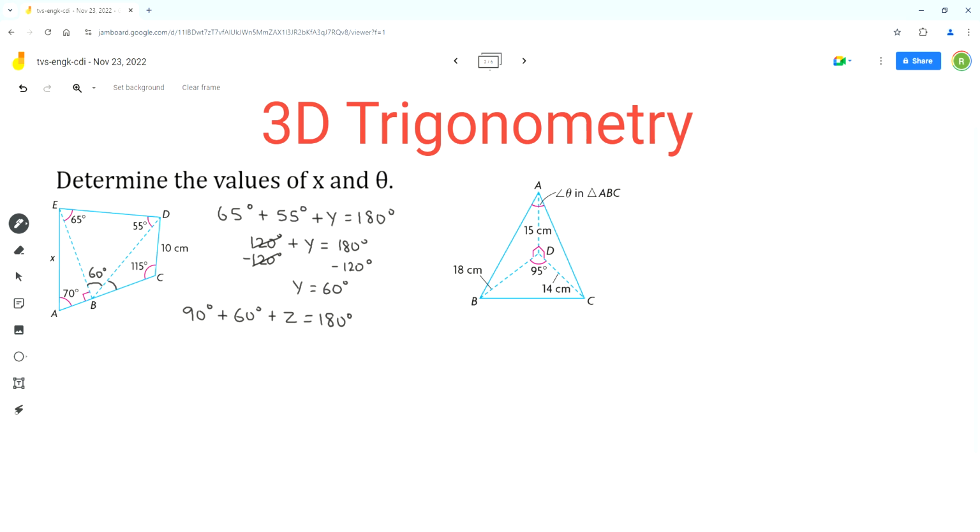90 degrees plus 60 degrees is equal to 150 degrees. I get Z equals 30 degrees. So that's the measure of angle CBD.